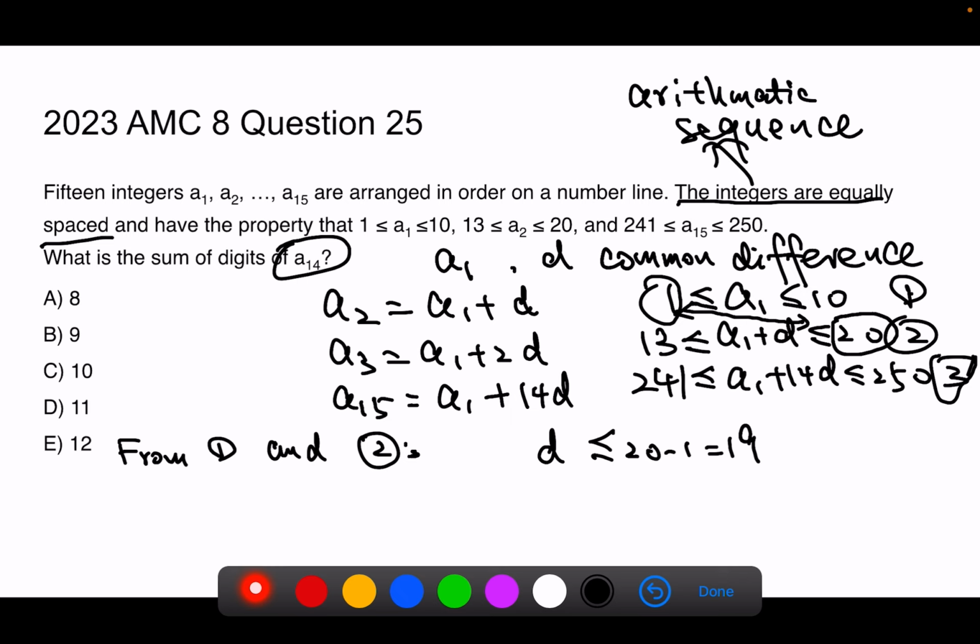And that's where you need to be careful. You can't use 20 minus 10, because 20 is the maximum value of a1 plus d, and 10 is the maximum value for a1. When you subtract them, it doesn't really tell you anything.